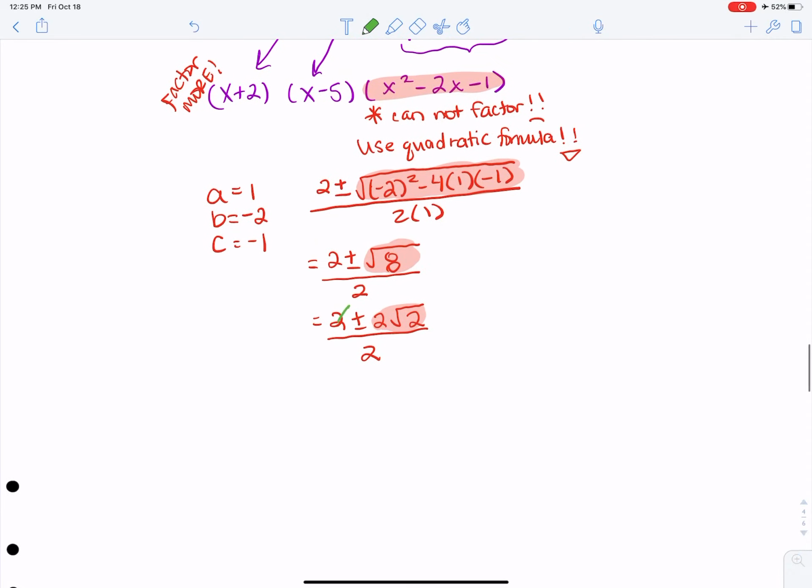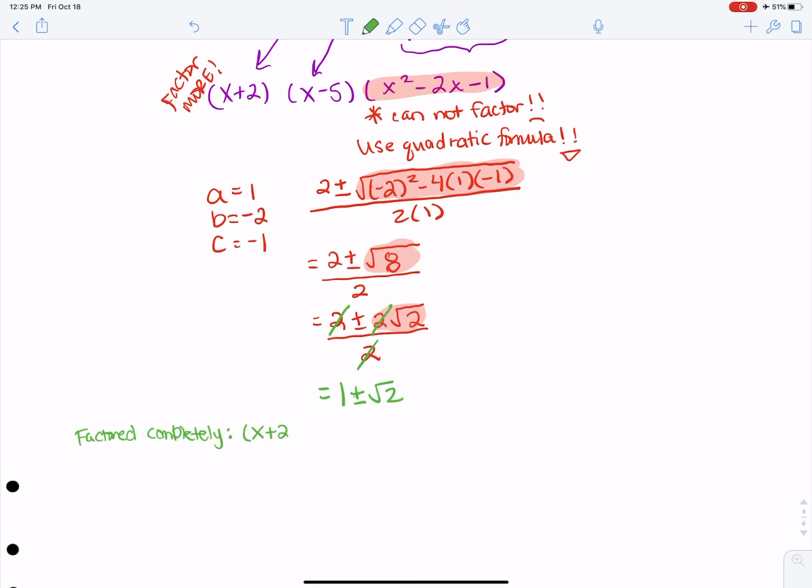And those, folks, those are my other zeros. 1 plus square root of 2 is a 0, and 1 minus square root of 2 is a 0. So factored completely is x plus 2 times x minus 5 times x minus, because we always take whatever our 0 is and we subtract it, or we do the opposite of it.